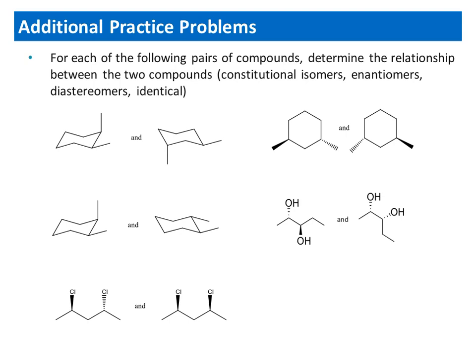Now let's take a look at the first set of molecules. These two molecules both have the same molecular formula, but as you can see, we have two different connectivities. This one has 1,2-methyl groups. This one has 1,3-methyl groups. So they are constitutional isomers.